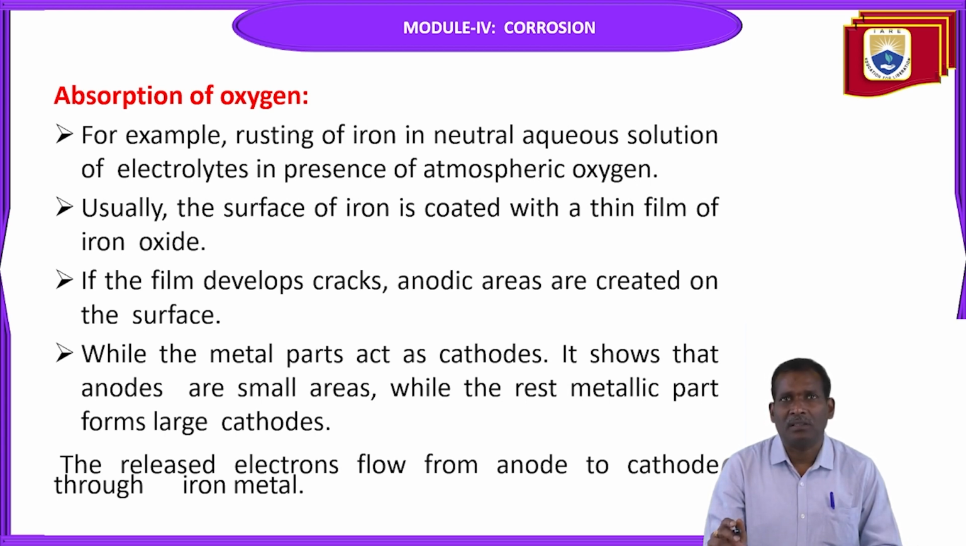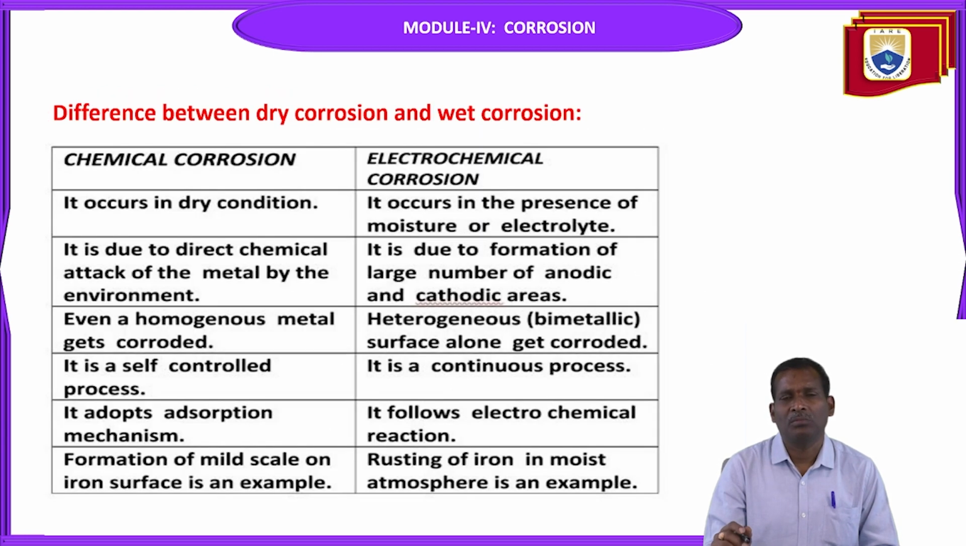This is the example: the rusting of iron in neutral aqueous solution of electrolytes in the presence of atmospheric oxygen. So how the reaction happens between these two metals. So the main difference between dry corrosion and wet corrosion. Already we have seen the chemical corrosion, the reaction in chemical corrosion or dry corrosion. The second one is electrochemical corrosion, that is called wet corrosion.